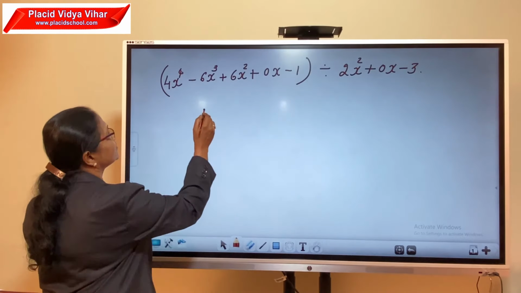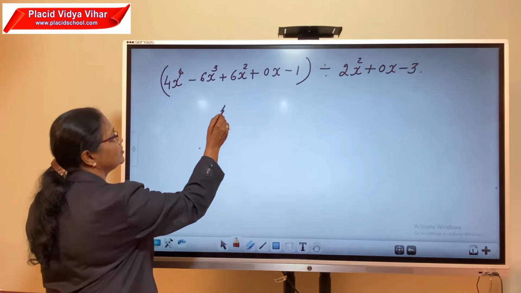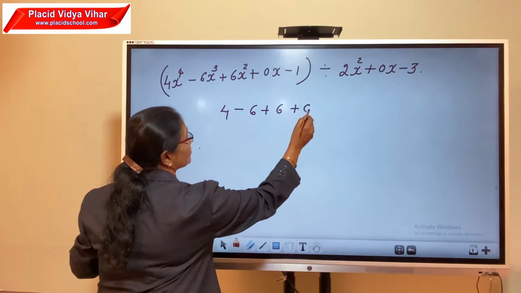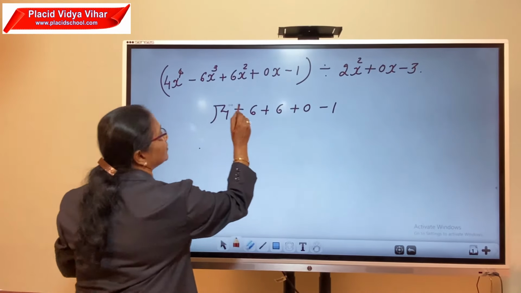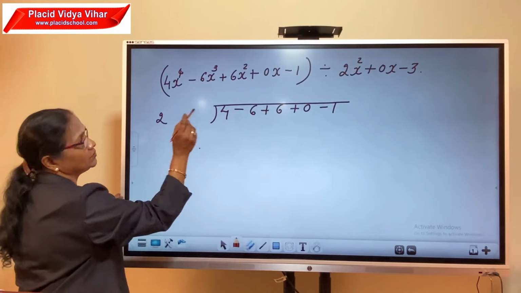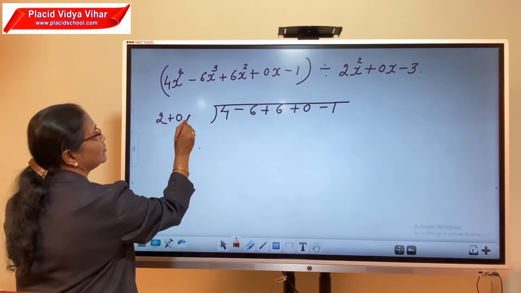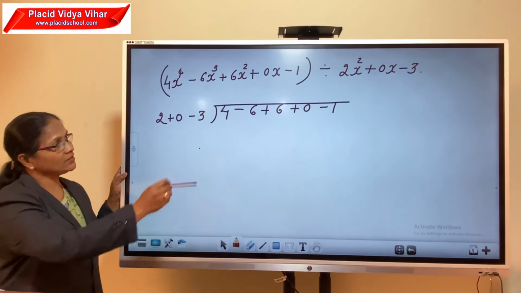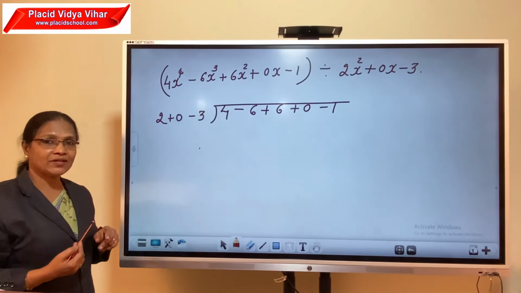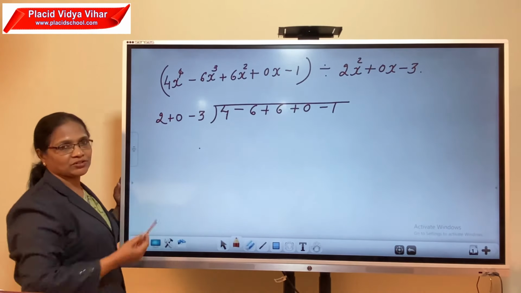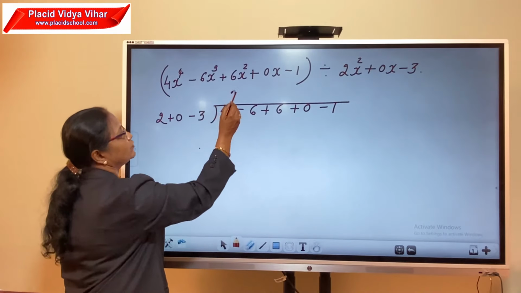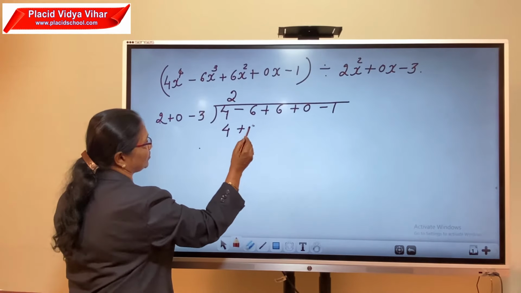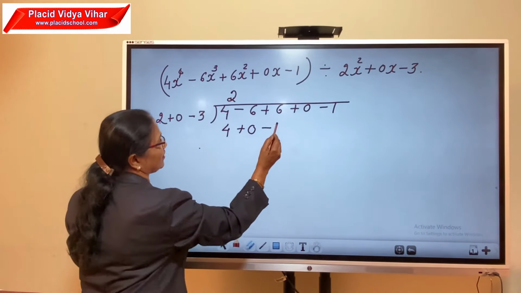Here the first coefficient is positive 4. I can write 4, no problem. 4, then negative 6, 6, 0, negative 1, divided by 2, 0, negative 3. See, the first term of the dividend is positive 4 and the first term of the divisor is only 2. 4 divided by 2 is 2. Therefore, 2 times 2, 4. 2 times 0, 0. 2 times negative 3 is negative 6.